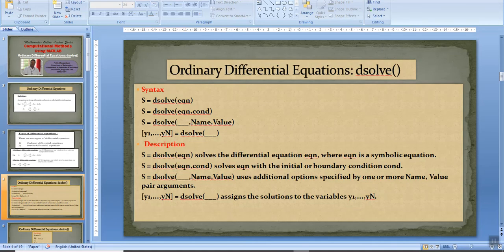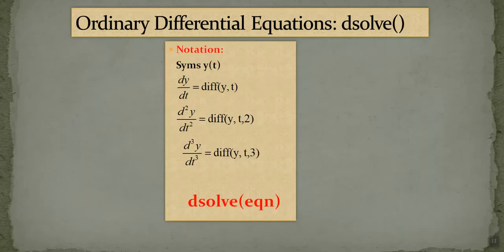Now, I will explain the methods. A very simple methodology: in place of dy by dx, simply we will use the diff function, diff y comma t. Y is a function of t. So, first declare the symbolic notation y of t, then write diff y comma t in place of dy by dx. In place of d square y by dt square, use diff of y comma t comma 2.